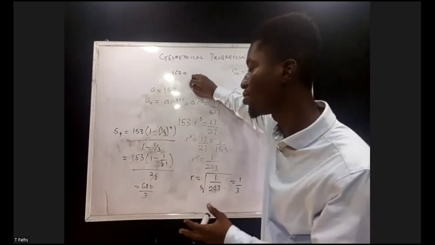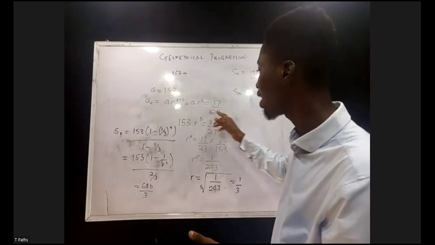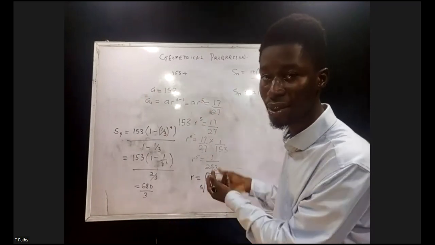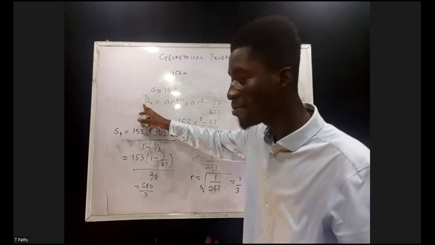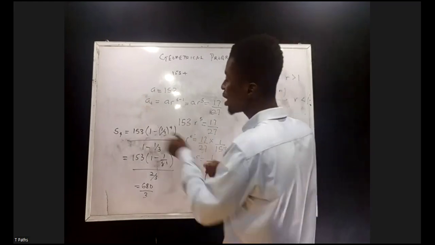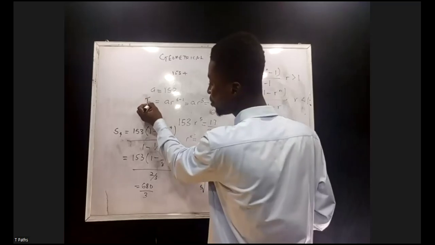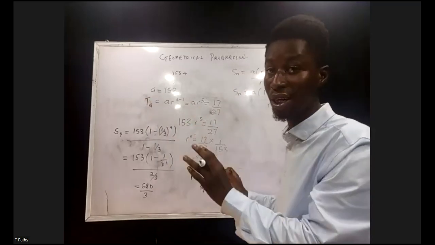Now the next part told you that the sixth term of the series is 17/27. Now I represent my sixth term of the series as A subscript 6. In some textbooks, you see it as T subscript N. Doesn't matter. They are still talking about the sixth term of the series. Do you get it now?